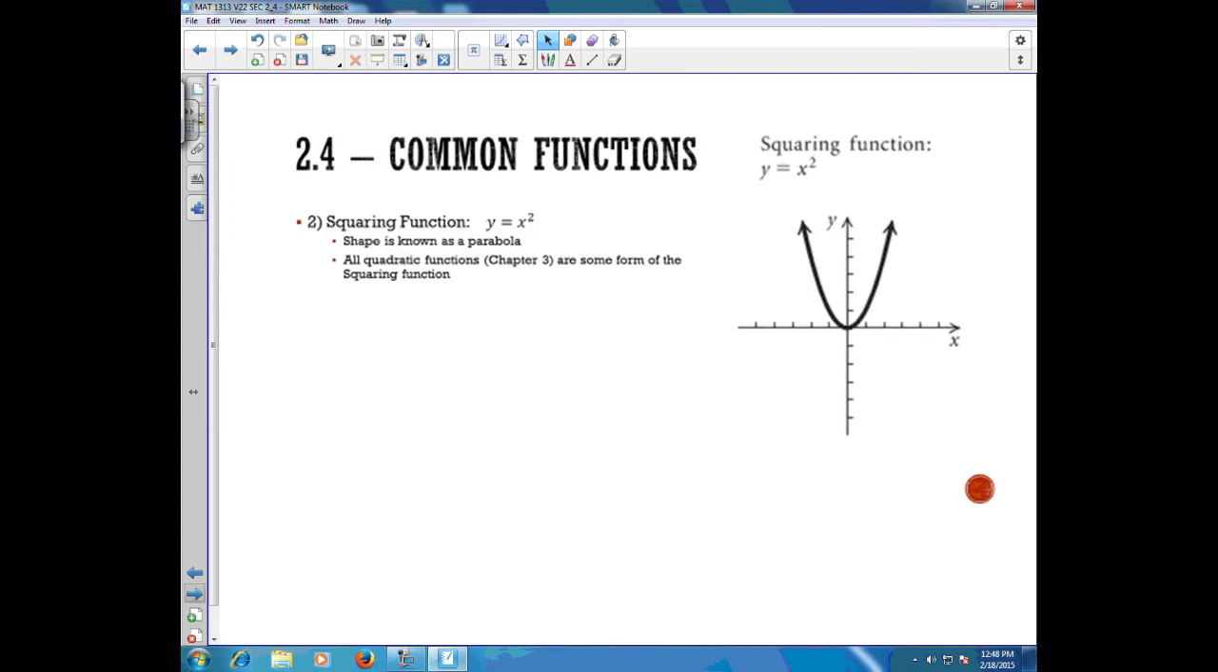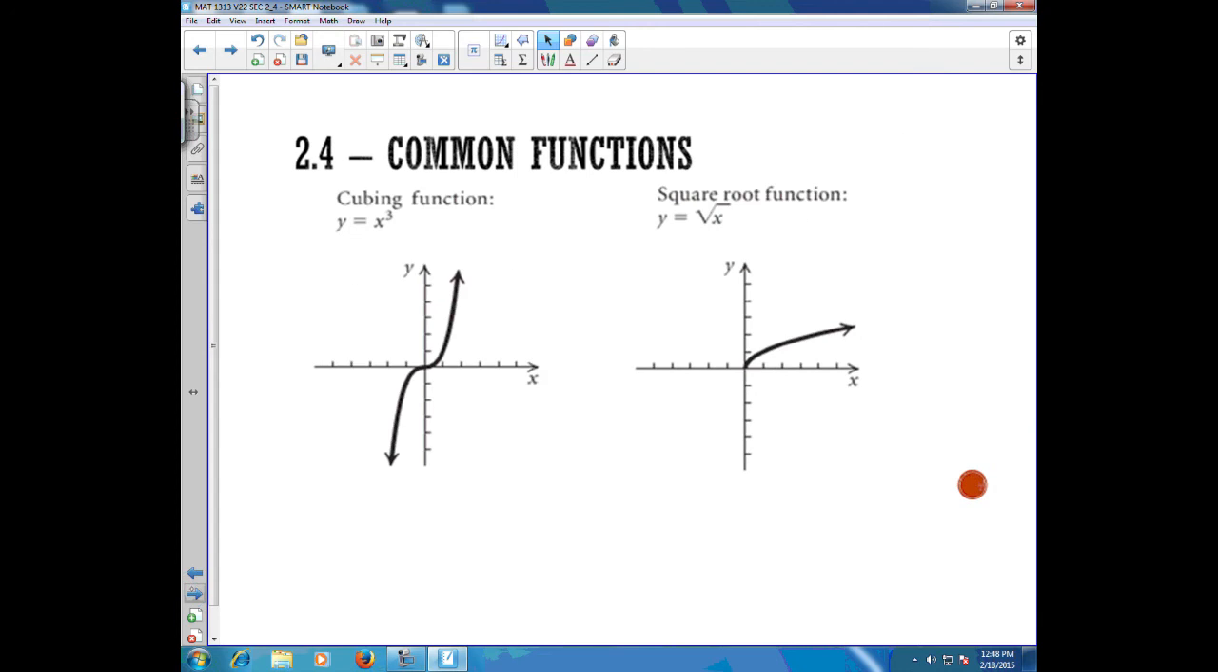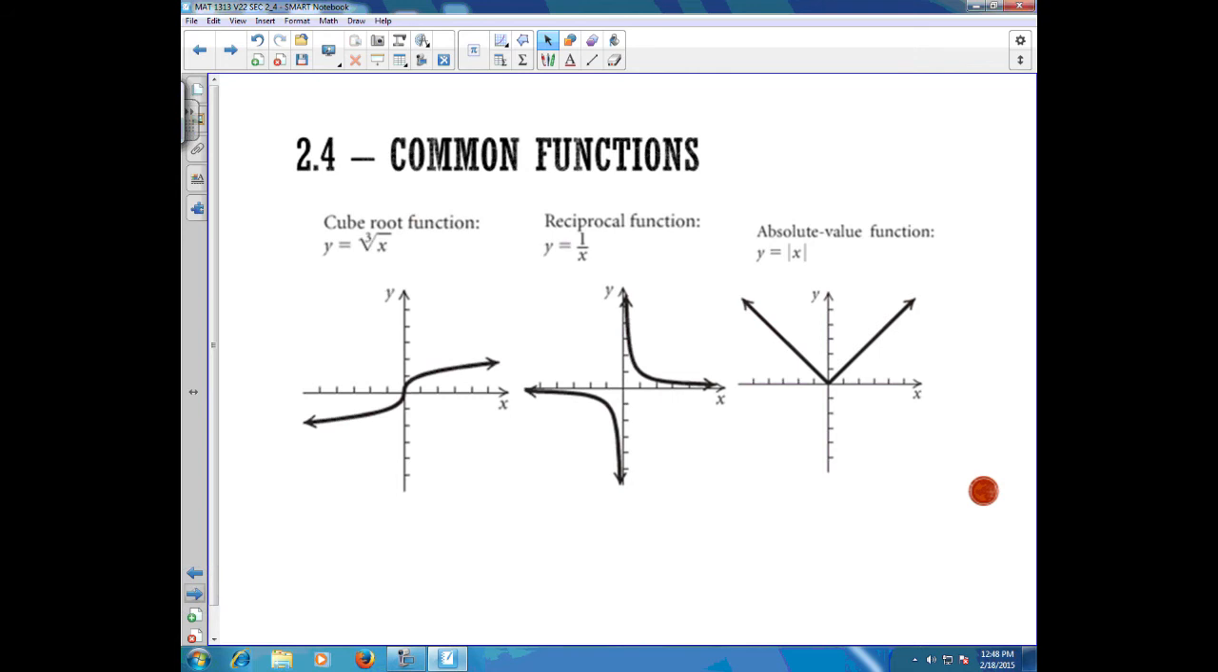The next common function we're going to talk about is the squaring function. The shape of this graph is known as a parabola. All quadratic functions are some form of the squaring function. Quadratic functions we'll talk about in the next chapter. And then we have a few more. A cubing function, y equals x cubed. And the square root, y equals the square root of x. And then just a few more after that. Cube root, the reciprocal function, and the absolute value function.